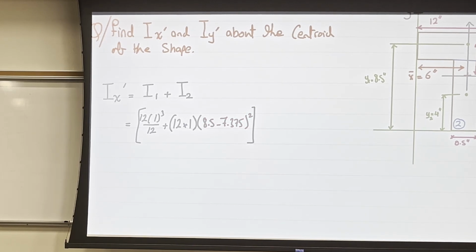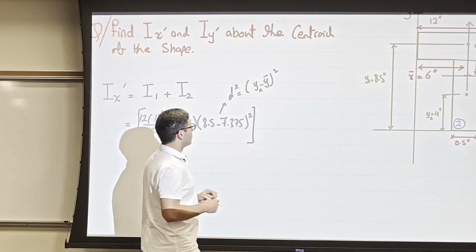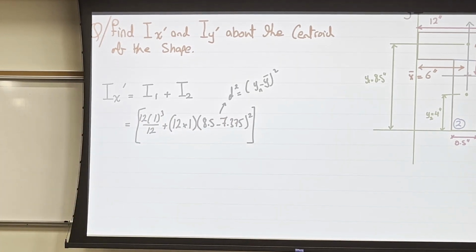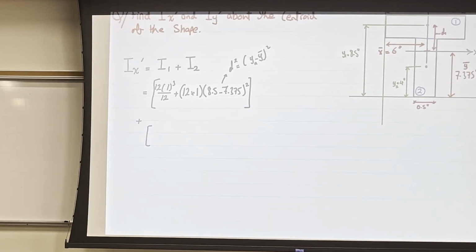Okay? And the d squared here, so d squared is equal to y minus y bar squared. And here I will put yn, which indicates whatever area that I'm working with. Okay? So now let's do the moment of inertia 2. So plus the moment of inertia 2, which is for area 2, about x bar.